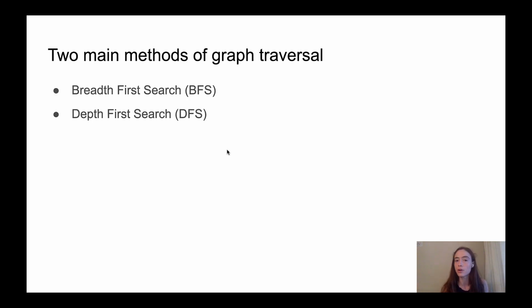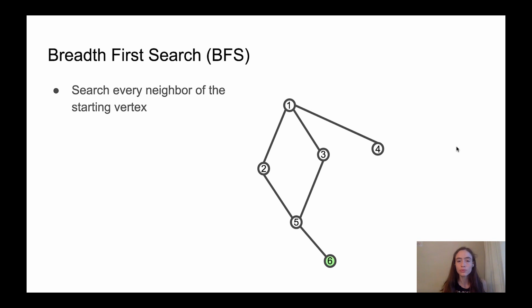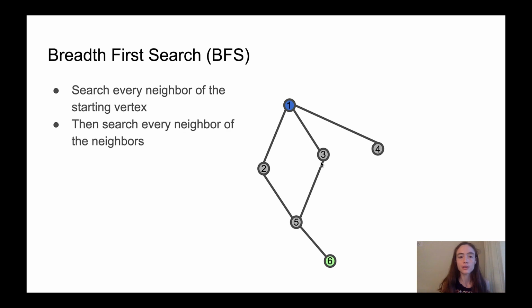So there are two main methods of graph traversal, breadth first search and depth first search. We'll start by talking about breadth first search. The way breadth first search works is that we search every neighbor of the starting vertex. So if we have 1 as our starting vertex, we would go to every neighbor in turn and check to see if it's the green vertex. After that, we would search every neighbor of the neighbors. There's only one neighbor of the neighbors here. And we would continue searching outward in layers until we find our target vertex.